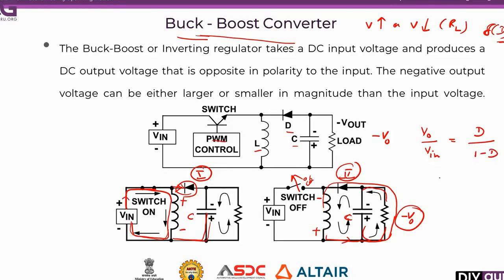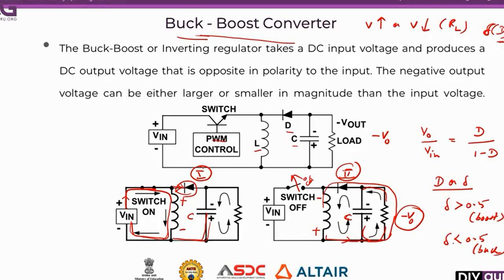Depending upon the value of D or delta, we can decide whether the output voltage is high or low. When delta is greater than 0.5, it will act as a boost converter. The output voltage will be more. When the duty ratio is less than 0.5, it will act as a buck converter. So greater than 0.5 is a boost converter, less than 0.5 is a buck converter.